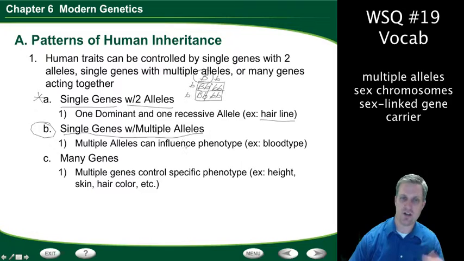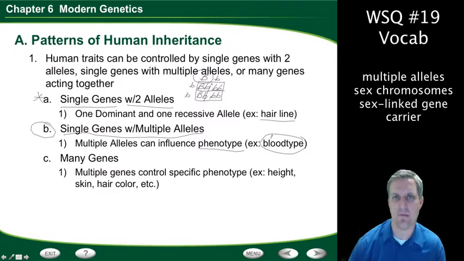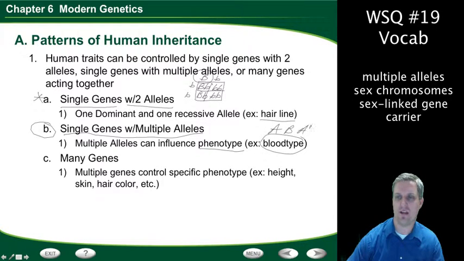This is where you actually have multiple alleles that influence a phenotype. The example that we're going to use today, and I'm going to show you this in one of the next slides, is blood type. We'll talk about blood typing and how in blood type we have A, we have B, we have AB, and we have O. So we have in that situation a phenotype, the blood type, which is influenced by multiple alleles, not just one.